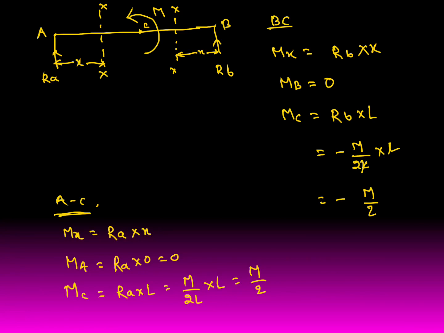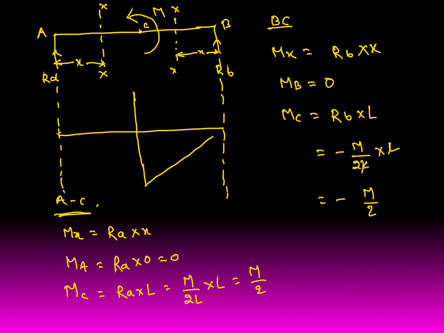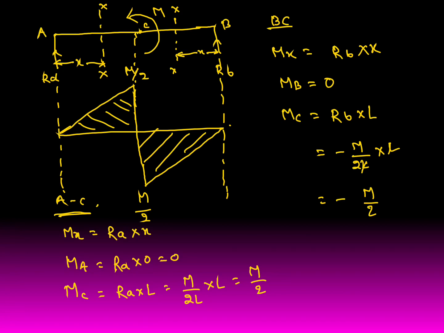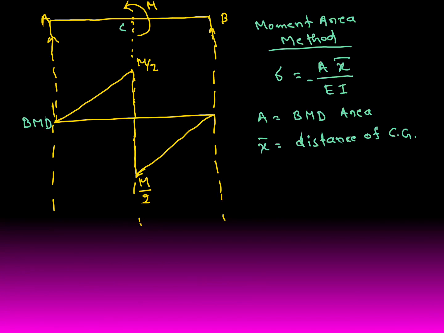So if you draw the bending moment diagram, it starts from 0 and you will get it like this: two similar triangles. Here M by 2, 0, and this side also M by 2. We got our bending moment diagram, and the moment area method we will apply here.